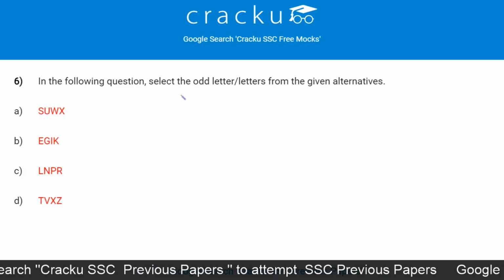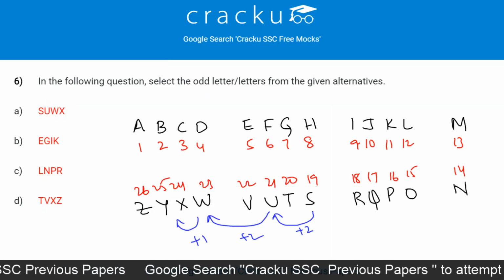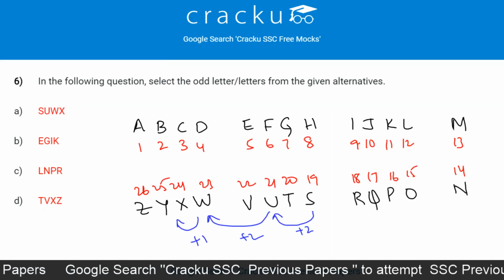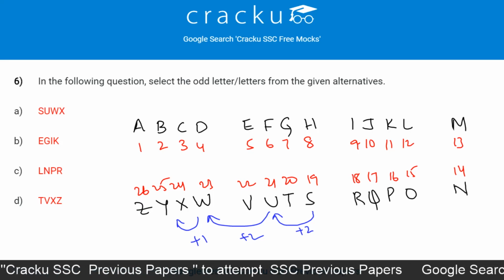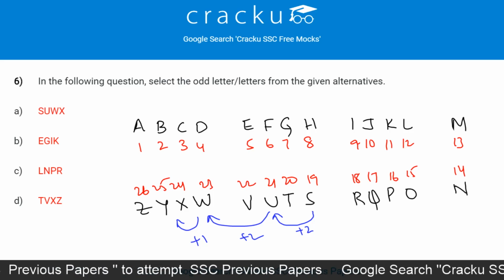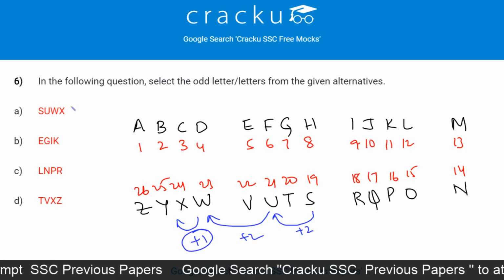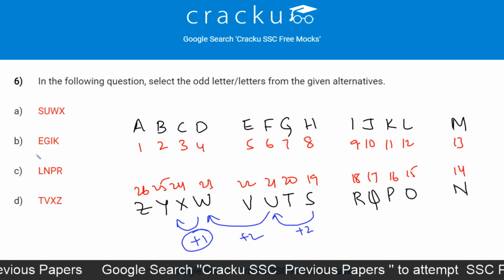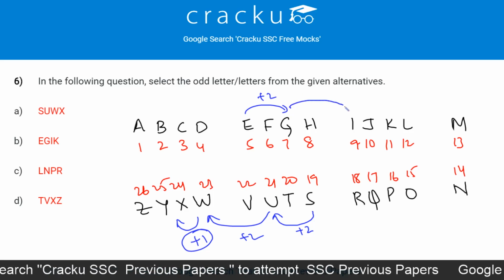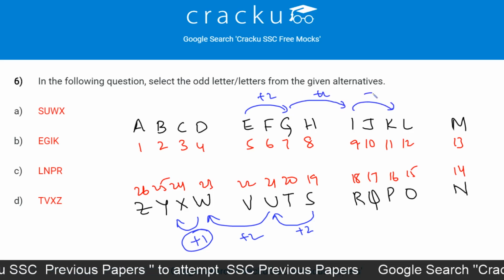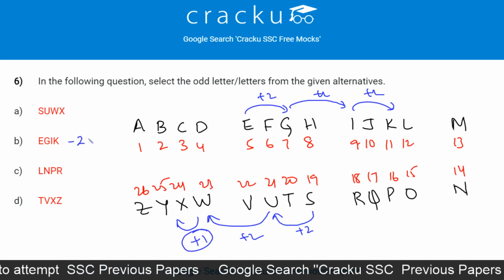In the following question, select the odd letter or letters from the given alternatives. Now coming to the first option, SUWX. From S to U there is 2 units difference, from U to W there is 2 units difference, but from W to X there is only 1 unit of difference. So all of them are equally placed except WX. Next coming to EGIK. From E to G there is 2 units difference, from G to I is another 2 units, from I to K is 2 units. So all these letters are evenly spaced with 2 units of difference.